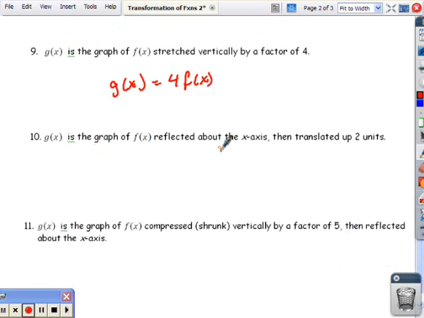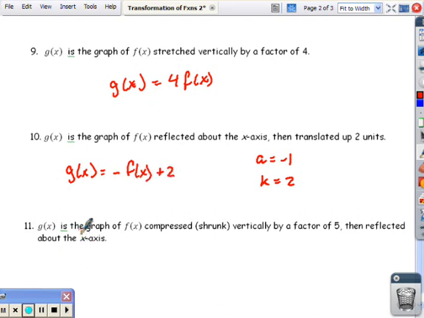Okay, we're going to be reflected about the x-axis. So a equals negative 1. Translated up 2 units, k equals 2. So that's g of x equals negative f of x plus 2.